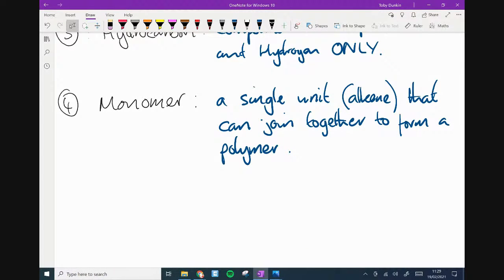Can I just point out, by the way, the addition of the alkene in the bracket is not entirely necessary. The reason being is there are other types of polymers, and you can have monomers that aren't alkenes. That is a thing. But it's nice to have this in the context of your alkenes because this is where you're going to see it. So it's worthwhile including it.